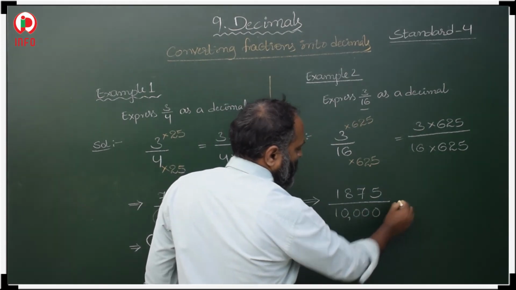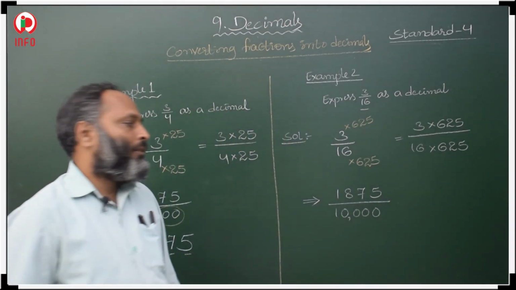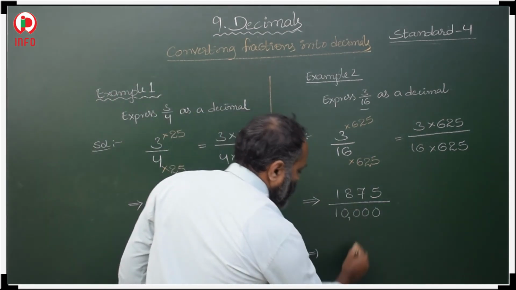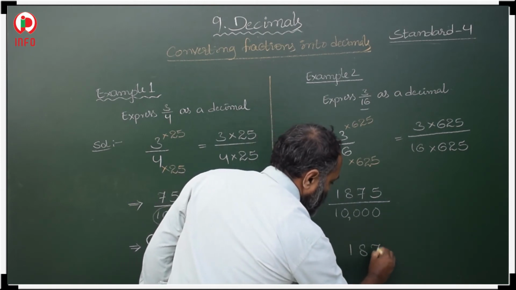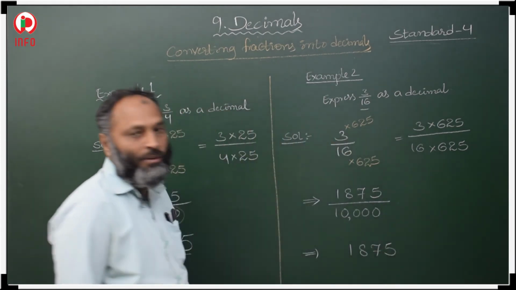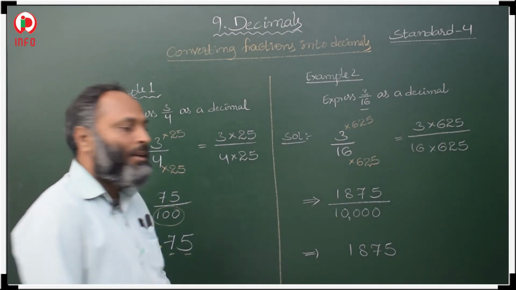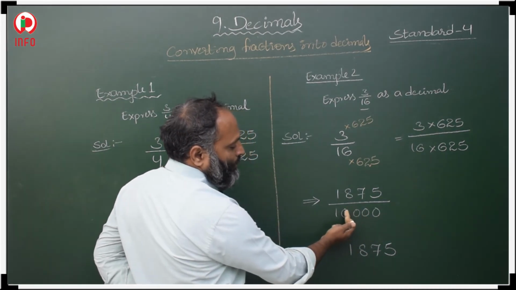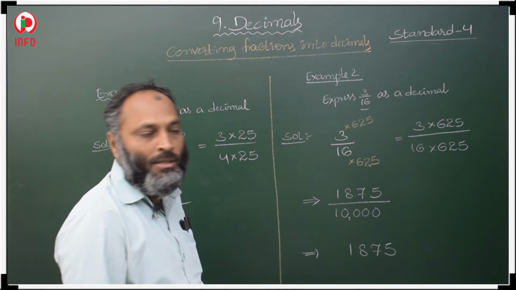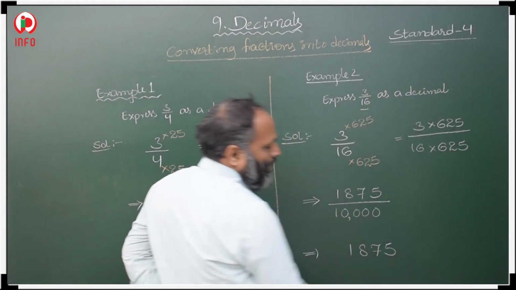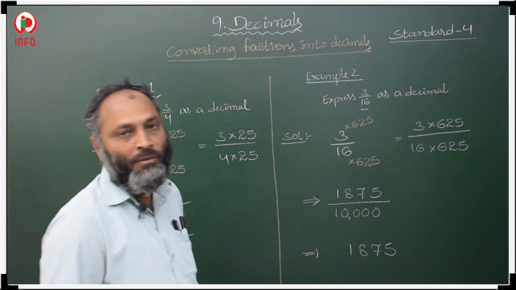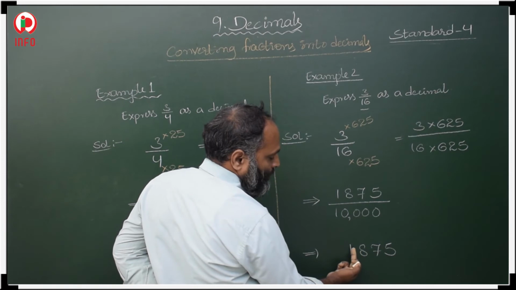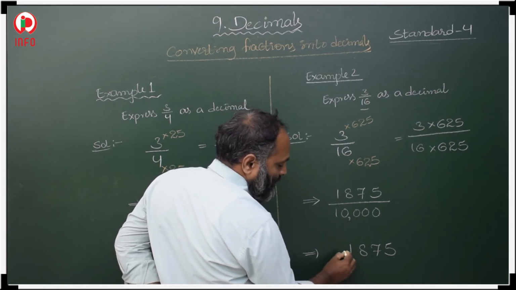Now after that, what do we have to do? We take the numerator. What is the numerator? 1875. In this numerator we have to keep a decimal. How to keep a decimal? In the denominator, how many zeros do we have? 1, 2, 3, 4. 4 zeros we have. So in the numerator also, after 4 digits from right to left, we have to keep a decimal. 1, 2, 3, 4. After the 4th digit, we have to keep a decimal.